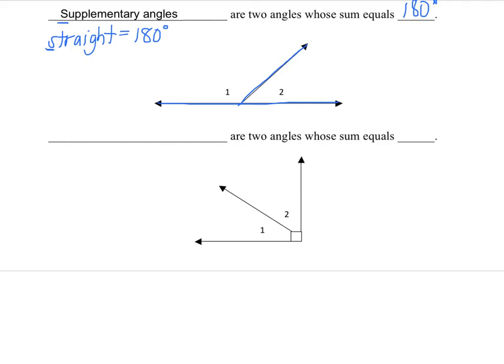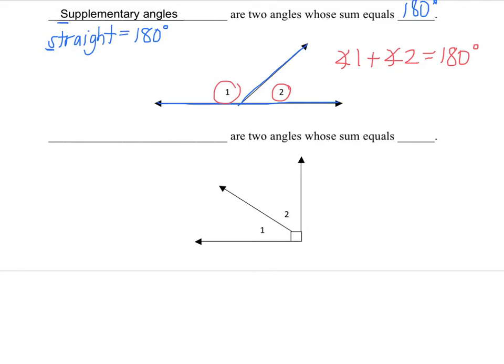Therefore, when we add angle 1 plus angle 2, it equals 180 degrees. So whenever you have a supplementary angle, it's always equal to 180.